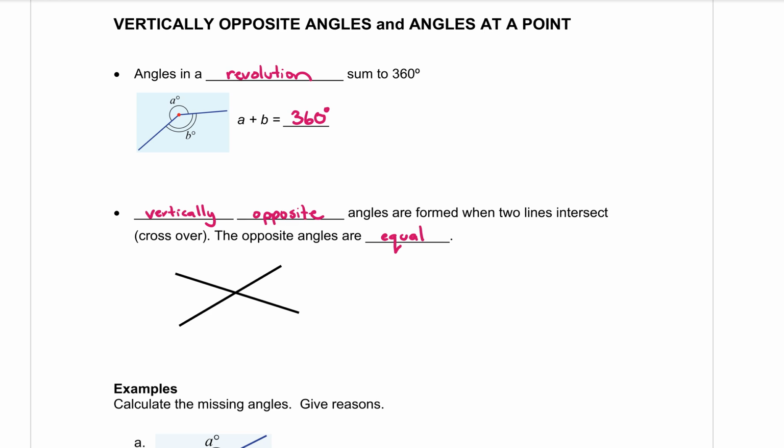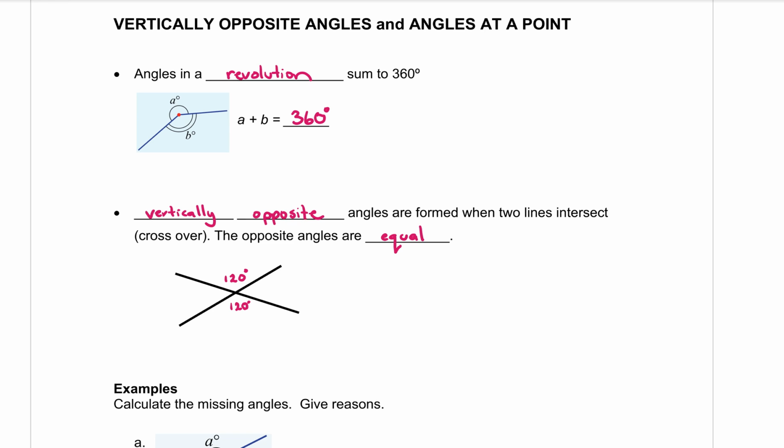Okay, so we've got 2 straight lines that are intersecting here. Now, I haven't got my protractor out to measure, but if this angle here was to be 120 degrees, then the angle straight across from it would also have to be 120 degrees.